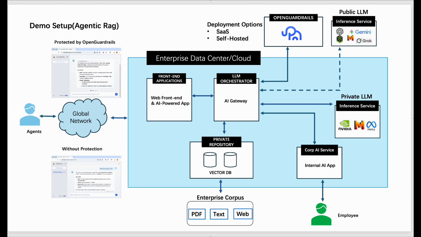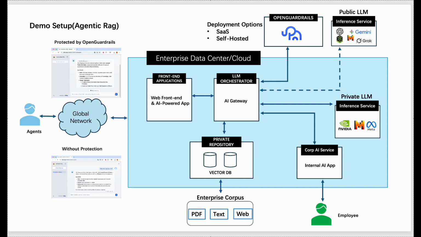OpenGuardrails can be deployed self-hosted or accessed as a SaaS platform, and in this demonstration, the AI gateway serves as the enforcement point for policy decisions. You can also embed guardrails directly into your AI applications by calling the OpenGuardrails API before any backend request, helping reduce latency and infrastructure cost.